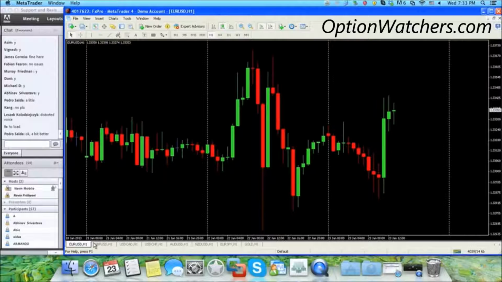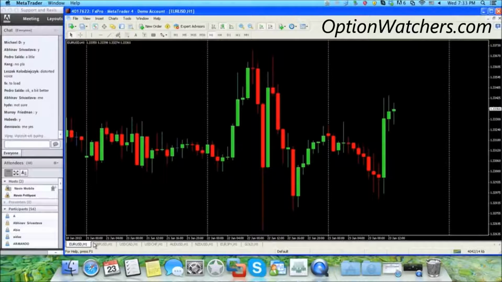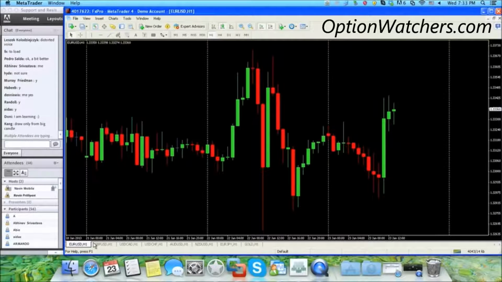Now, how do you draw support and resistance? Here's the good part. How many of you know how to draw support and resistance? Yes, we had a few people saying yes. Draw only from a big candle. I'm learning. Okay, so we're going to talk about how to draw your support and resistance properly.